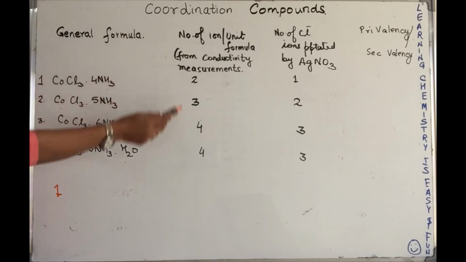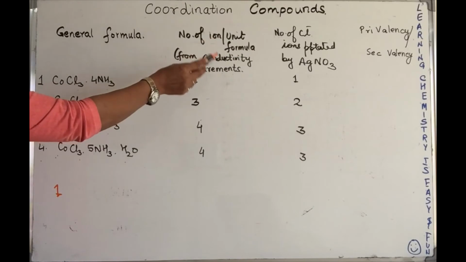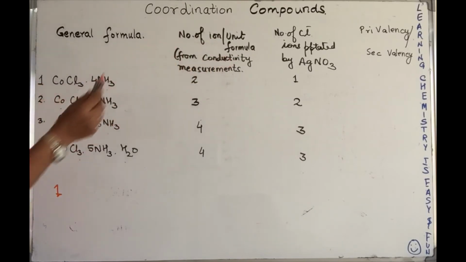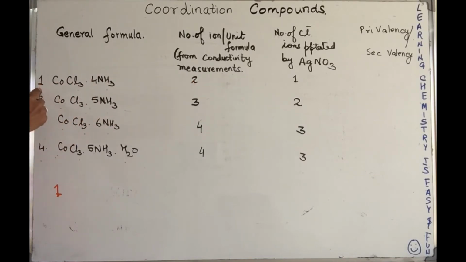Observation: the first column gives you the number of ions given per formula unit. This is measured from the conductivity measurement. We notice that as we go down, the conductivity increases, indicating that the number of ions in the solution has increased. So from conductivity measurements, the first solution contains 2 ions, the second contains 3 ions, the third 4 ions, that means 4 ions for one formula unit, for one molecule, and the fourth one again 4.